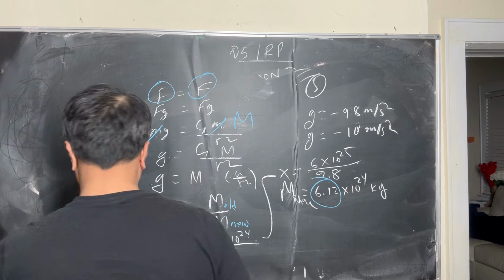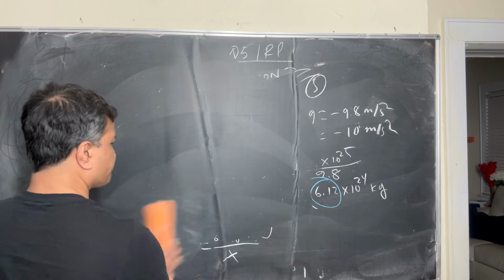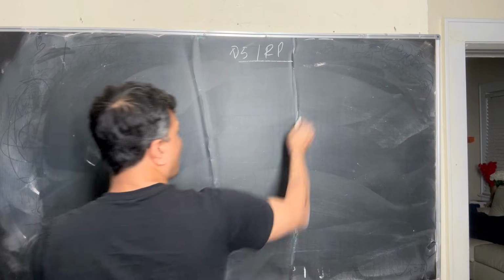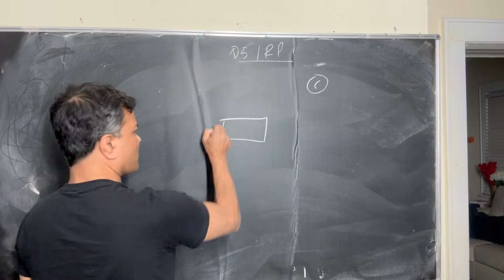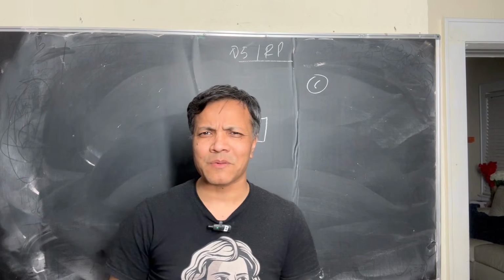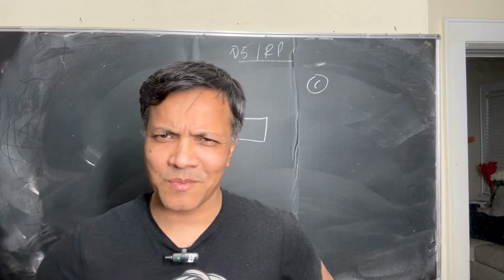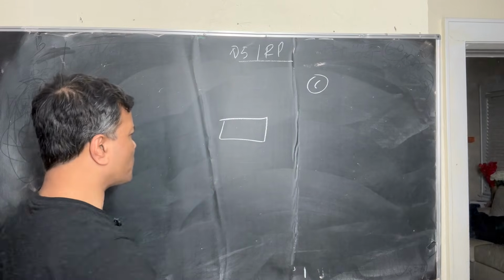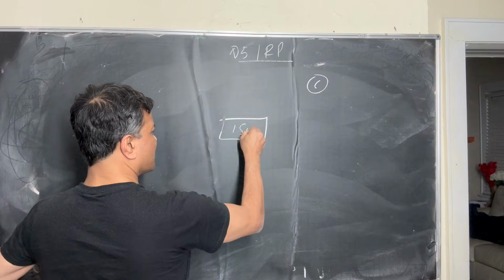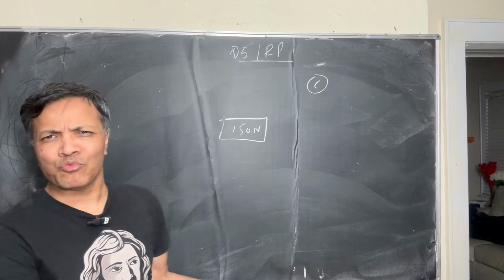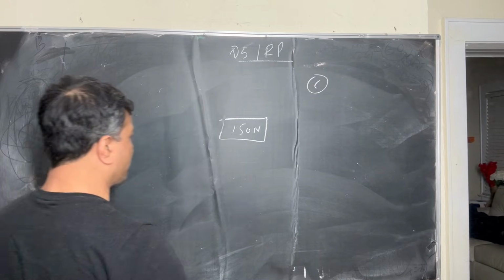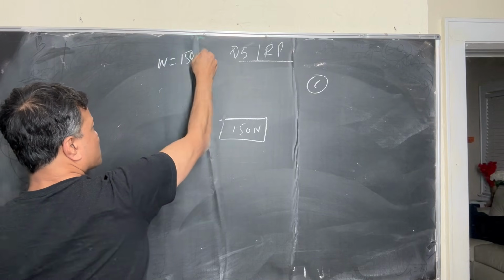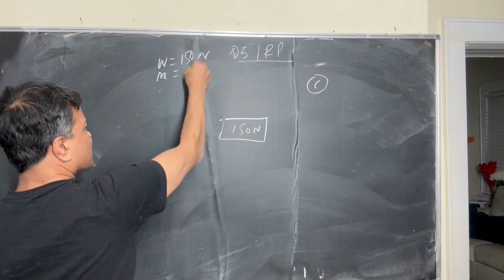Okay, let's go to the next problem. Problem number 6 is very simple. Again, in problem 6, I did not give you the mass, I gave you weight. But why do I have to give you mass when I give you weight? So what weight I gave you? I gave you 150 Newton. Okay, by knowing weight, you know the mass. How? Divide by 10. So the weight is 150 Newton, so mass is 15 kilogram.